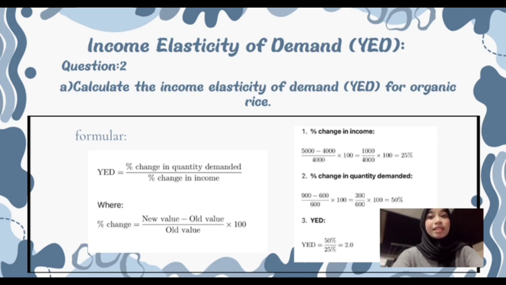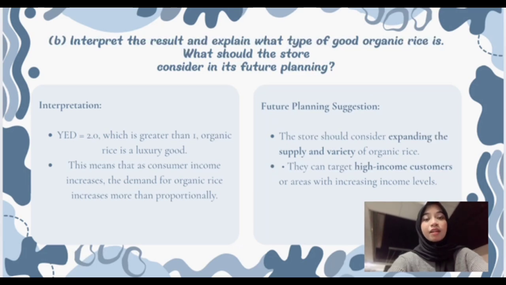So YED kita adalah change in quantity demanded bahagi dengan change in income. 50% bahagi dengan 25% sama dengan 2.0. Interpret the result and explain what type of good organic rice is. What should the store consider in its future planning?